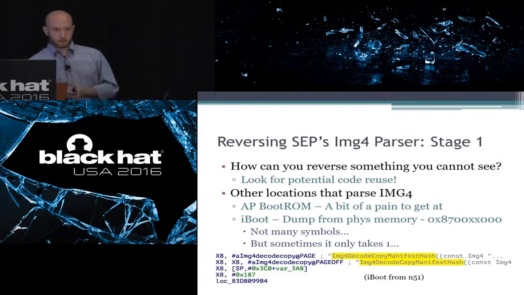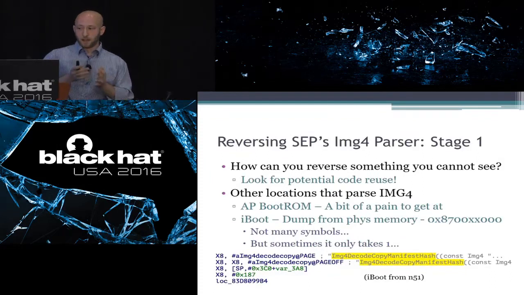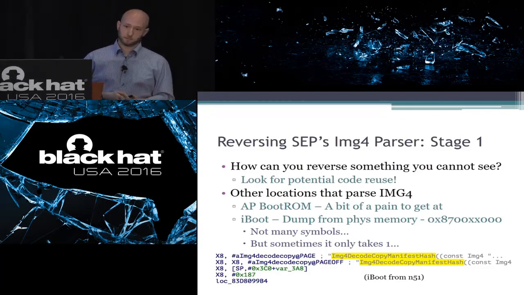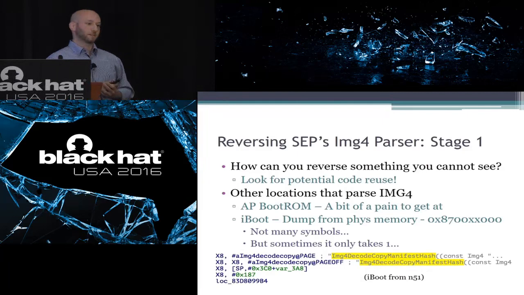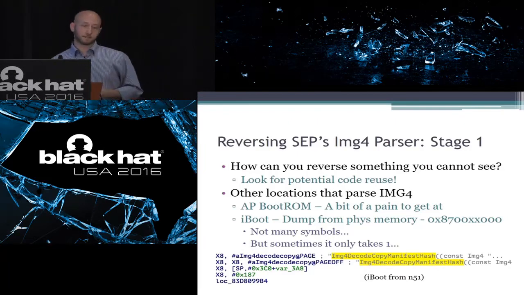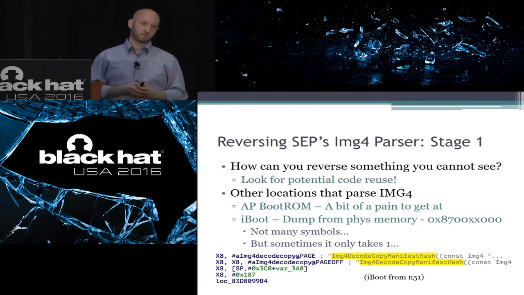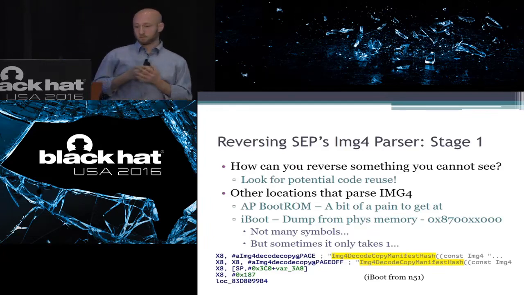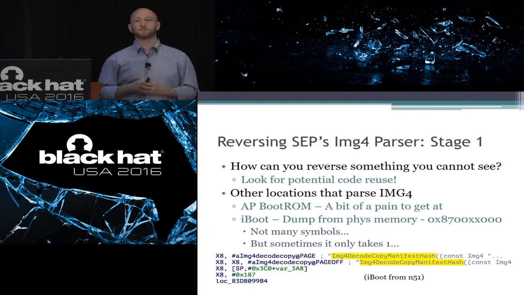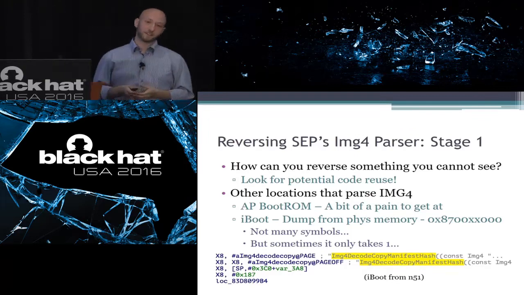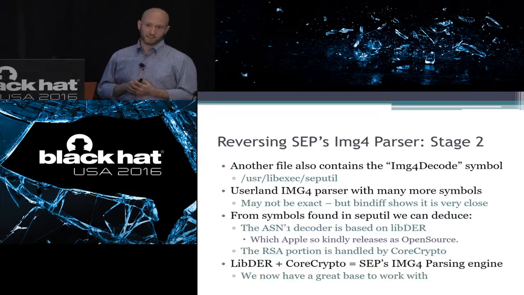So let's talk a little bit about actually how this works. How do we reverse something that is not visible? Well, let's try to find some code reuse. We can't necessarily see it, but we can get an idea of how it works by looking at other areas that actually use Image 4 parsing. So let's start in the most accessible place that's close to SEP, iBoot. Well, there's no symbols in iBoot, but we did find one string: Image 4 decode copy manifest hash. And one string's all you need.